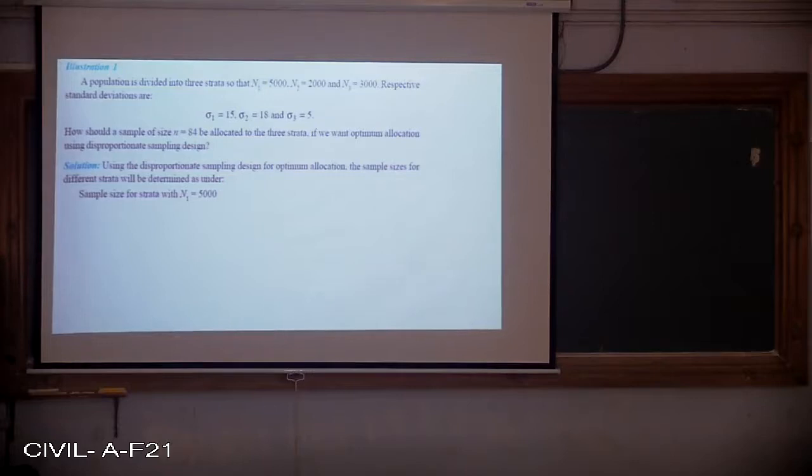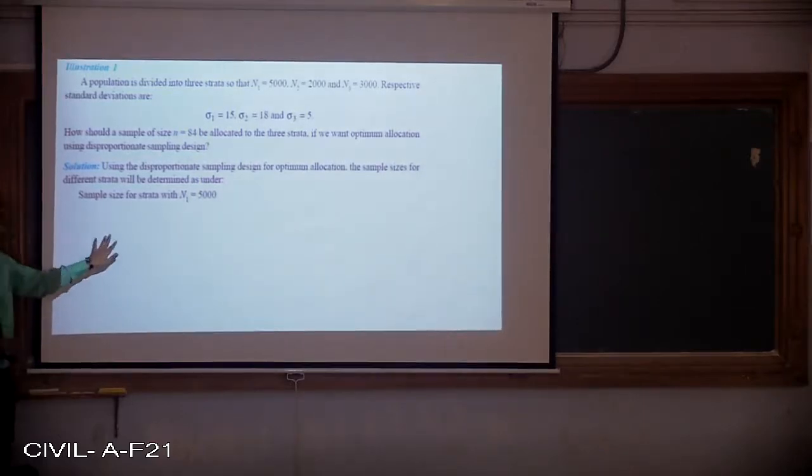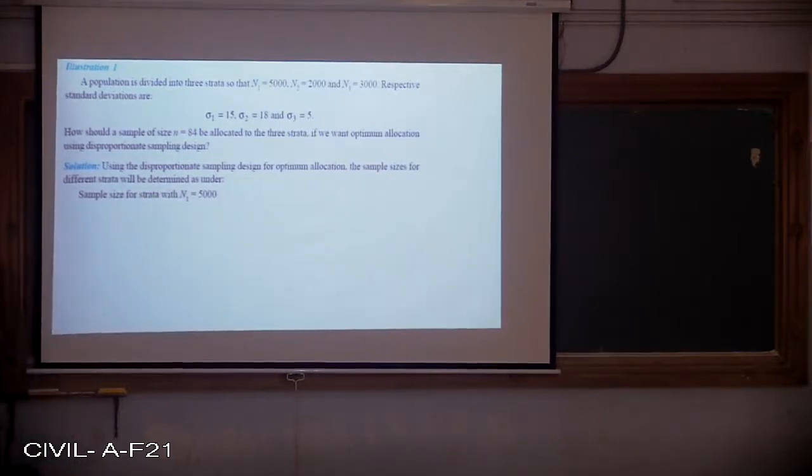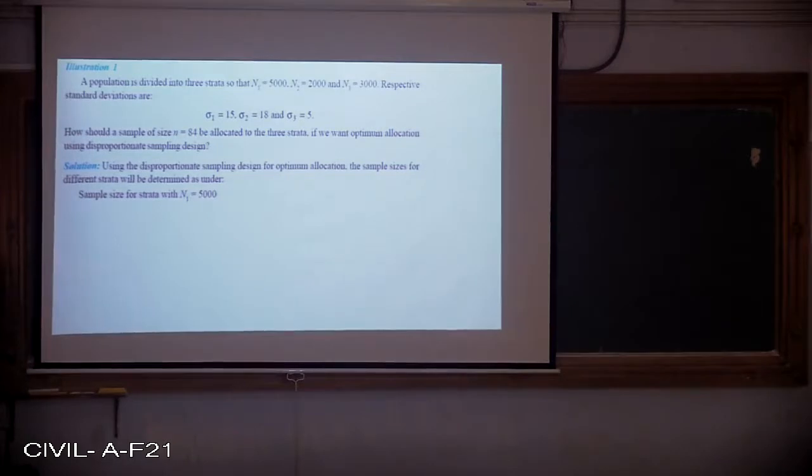This is very important. The population is divided into 3 strata, so that n1 is 5,000, n2 is 2,000, n3 is 3,000, with respective standard deviations. So this is a very important numerical. Remember, the standard deviations are given: sigma 1 is 50, sigma 2 is 18, sigma 3 is 5. How should a sample size n equal to 84 be allocated among the 3 strata? The size of the sample is given, and he is giving the number of strata as 3, if you want optimum allocation using a disproportionate sampling design.